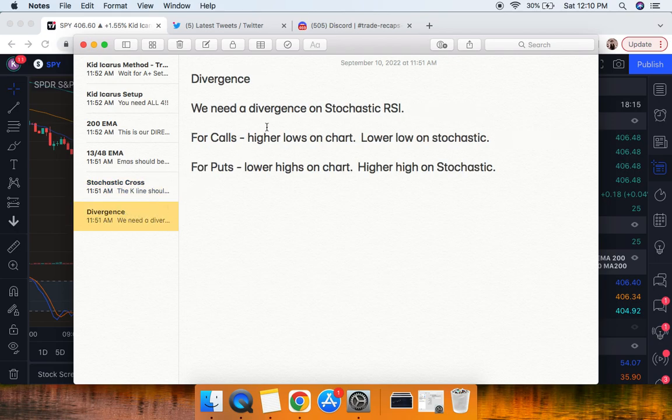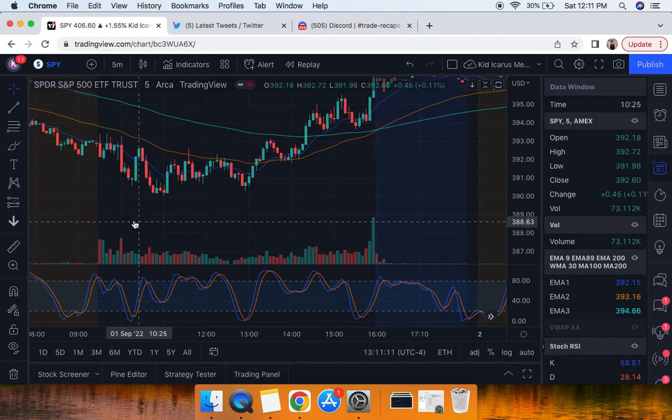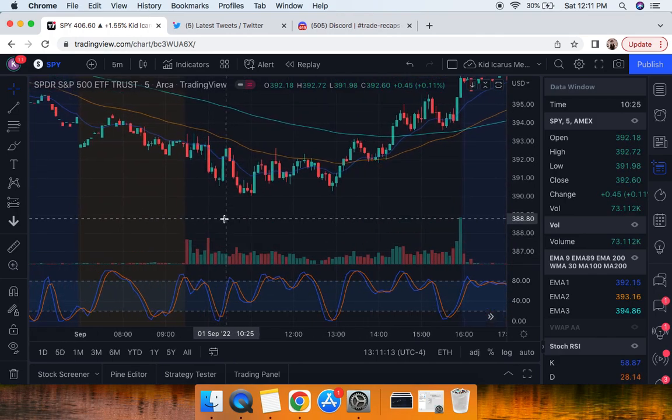And then the divergence. We need the tops to mismatch for puts, and we need the bottoms to mismatch for calls. So let's see what that looks like. I'm going to go ahead and do puts first. So let's check out this day.